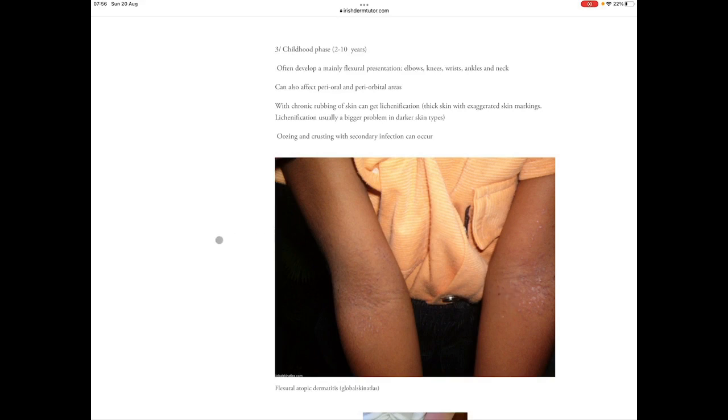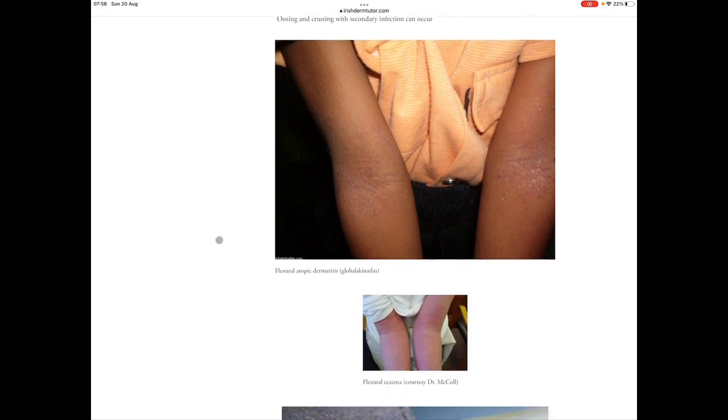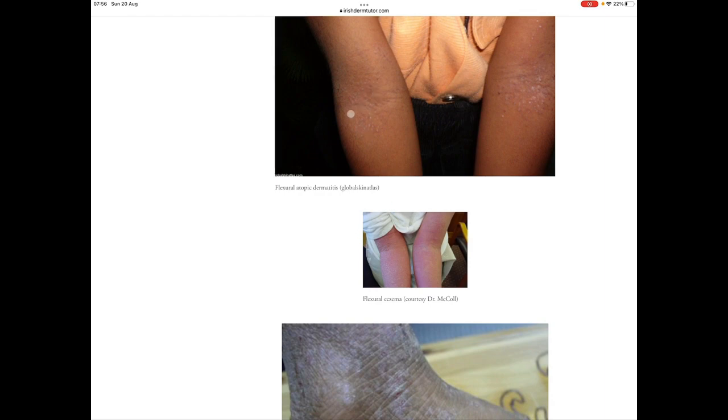And then with chronic rubbing of the skin, you get this thing. So sorry, here's one image of flexural eczema. Here's in a lighter skin type, eczema on the flexural aspects of the arms. As you can see, it's very dry skin and it's red and inflamed and scaly.